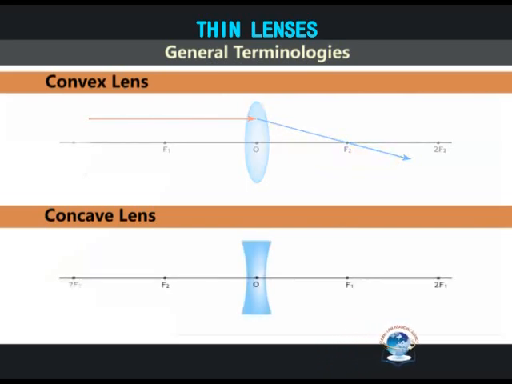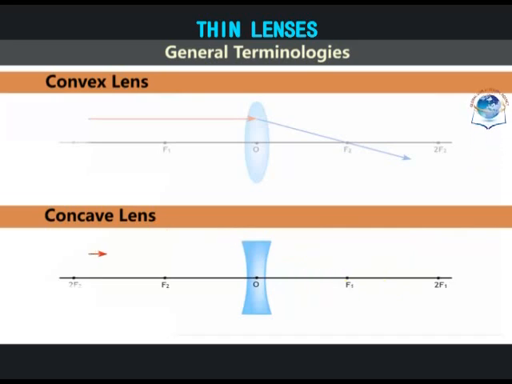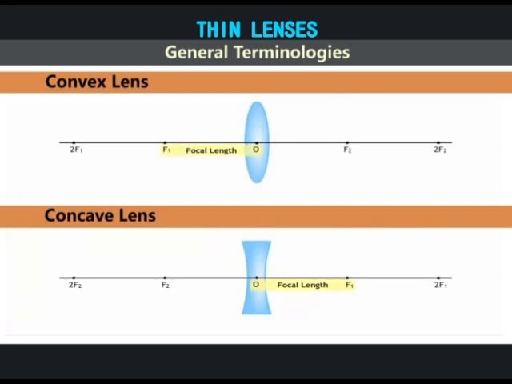In a concave lens, if an incident ray is directed towards a focus and its emergent ray passes parallel to the principal axis, that focus is the first principal focus, f1. If an incident ray passes parallel to the principal axis and its emergent ray appears to diverge from a focus, then that focus is the second principal focus, f2. The distance between the optic center and the focal point is called the focal length.